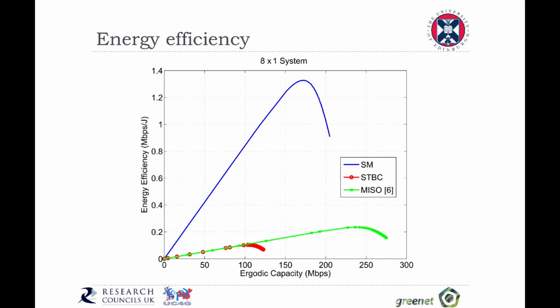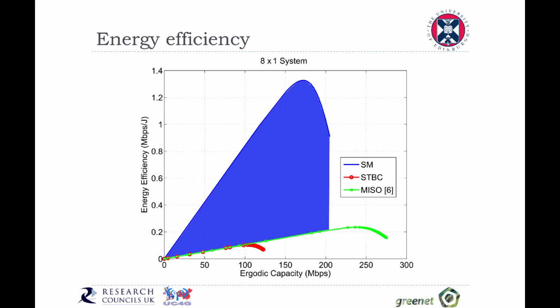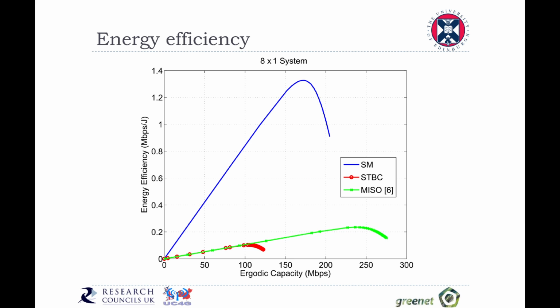What this diagram shows is the energy efficiency versus the ergodic capacity for a system that is composed of 8 transmit antennas and 1 receive antenna. What we notice here is that spatial modulation is significantly more energy efficient compared to all the other MIMO systems. For example, if we take a capacity of 150 megabits per second, spatial modulation achieves more than 1.2 megabits per second per joule, whereas all the other classical MIMO systems achieve only about 0.2 megabits per second per joule.